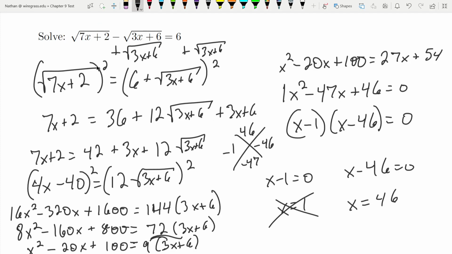Okay, let's just test 46. 7 times 46, I have to do that on the calculator. 322 plus 2 is 324. And the square root of 324 is 18. So this is 18. 3 times 46 is 138. And then we add on 6 onto that. It's going to be 144. The square root of 144 is 12. And 18 minus 12 does give us 6. So x equals 46 is our only solution.